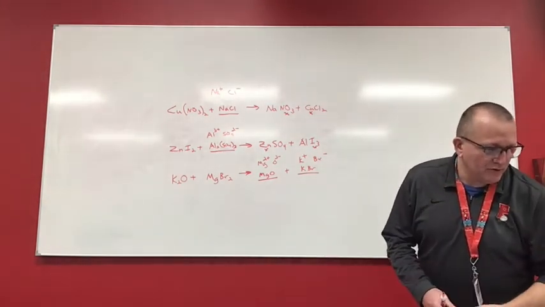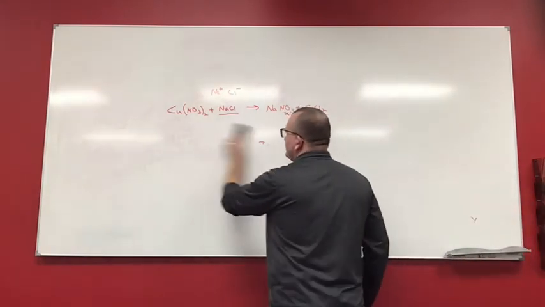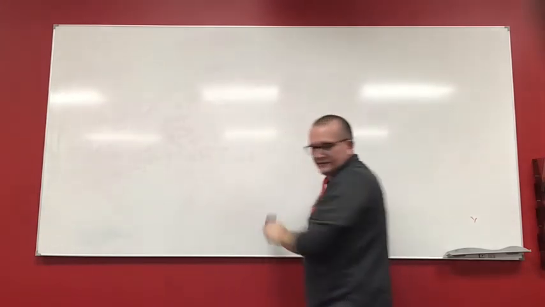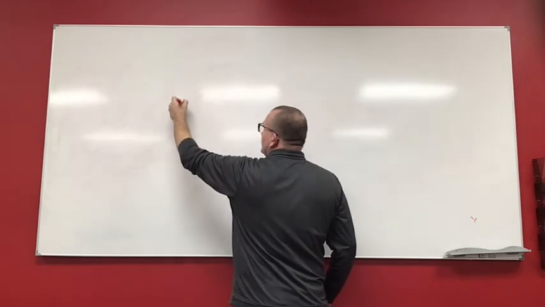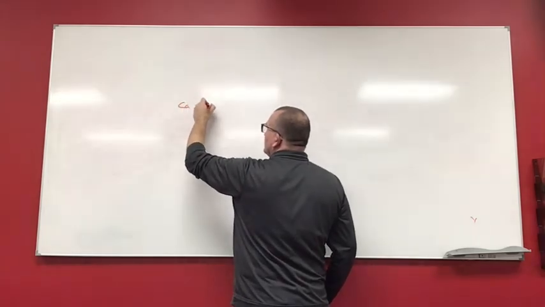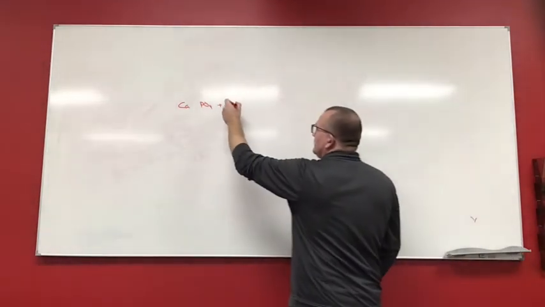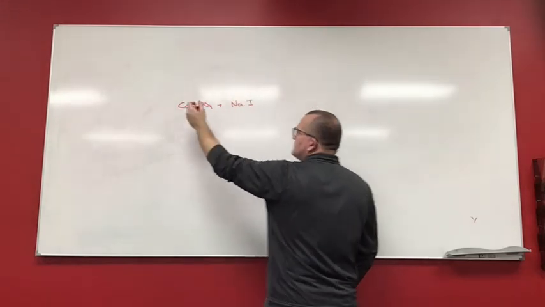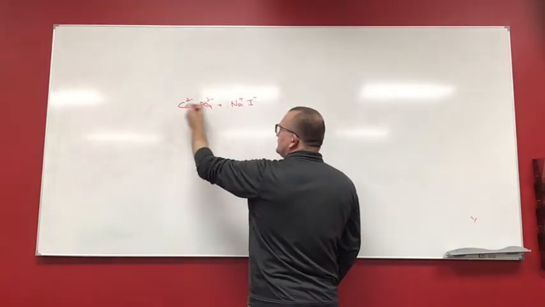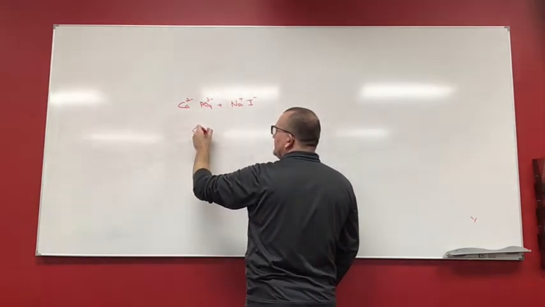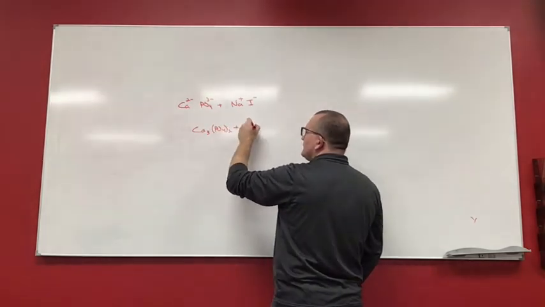Number 11, the reaction between calcium phosphate and sodium iodide. So calcium phosphate and sodium iodide. Calcium phosphate is Ca and PO4. And we're adding to that sodium and iodide, so Na and I. So I know my charges. 2 positive, 3 negative, positive 1, negative 1. So make this compound Ca3(PO4)2 plus NaI.